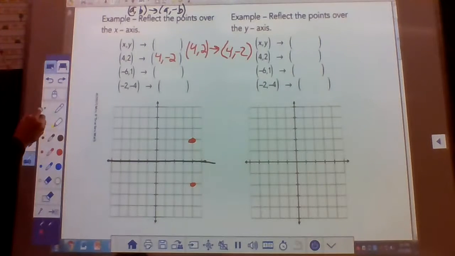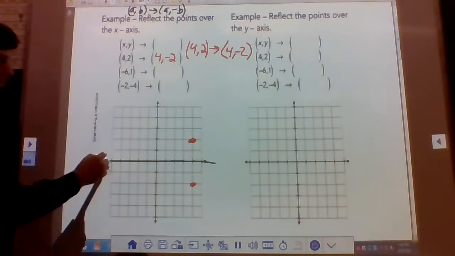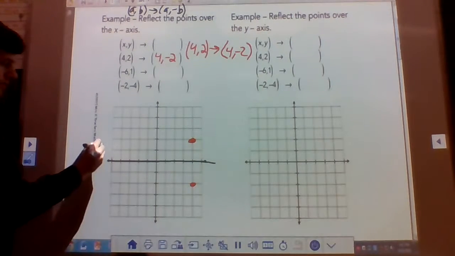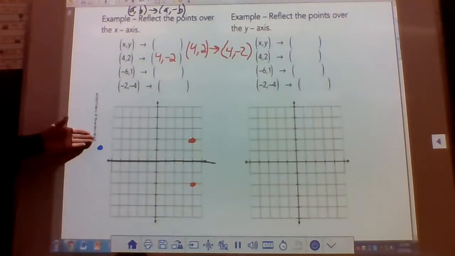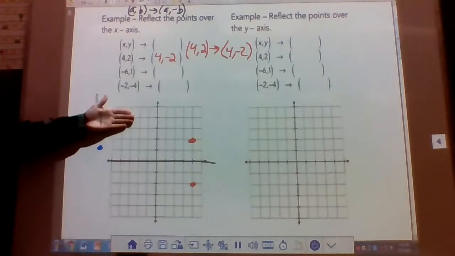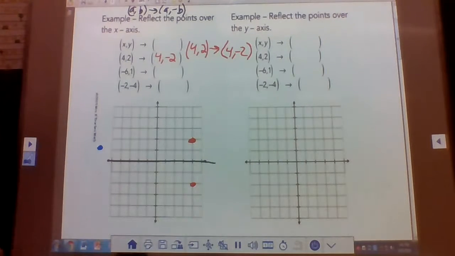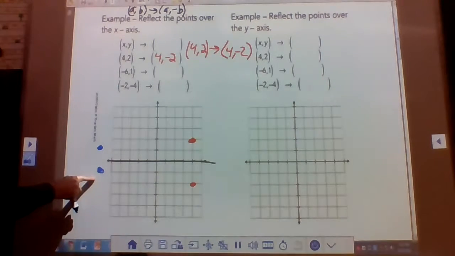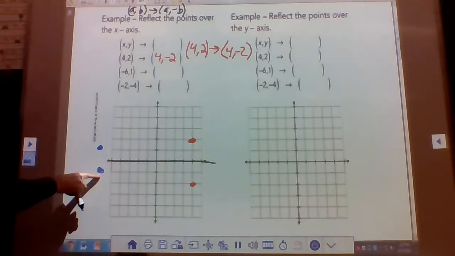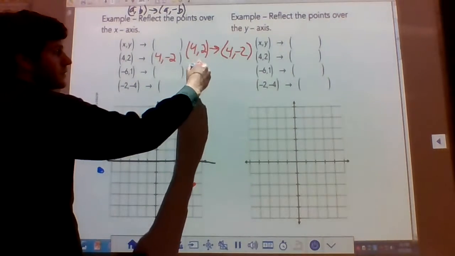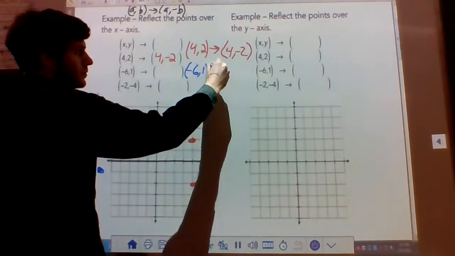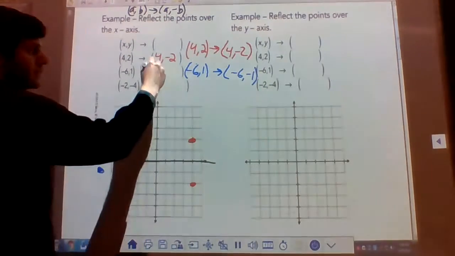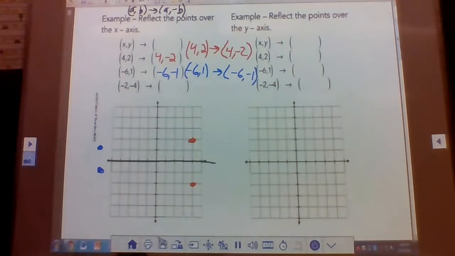Next, (negative 6, 1) is this point right here. Actually, it's off the graph a little, so it's over here. We want to reflect over the x-axis. Again, imagine a sheet of paper, and we're folding the top half down. That point is 1 above the x-axis, so it's going to end up 1 below. That's (negative 6, negative 1). Or we could use the formula again. (Negative 6, 1) goes to: negative 6 stays the same, and we flip the sign on the other one, so we get (negative 6, negative 1).